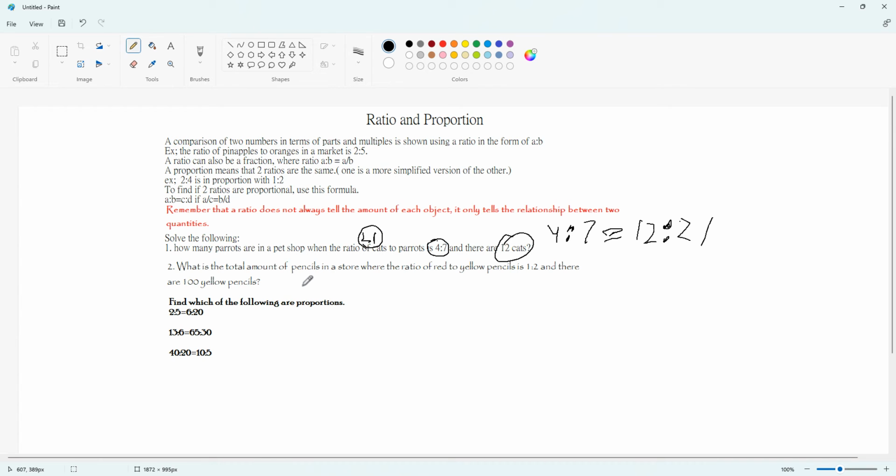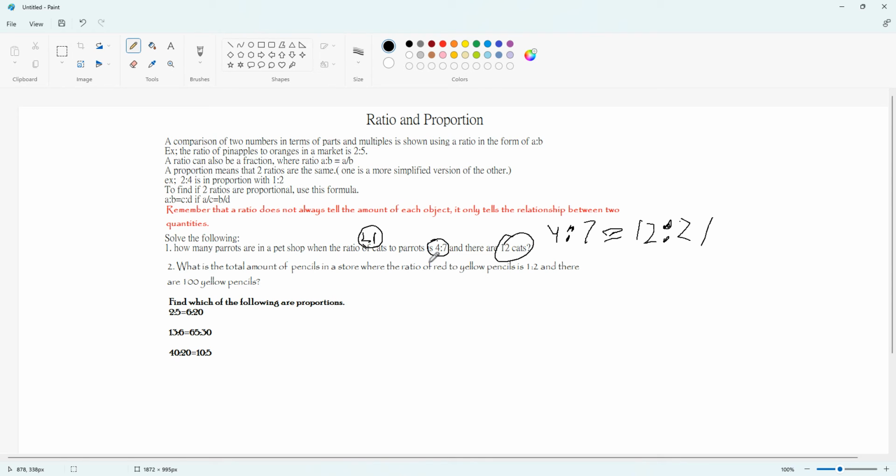And then we have: what is the total amount of pencils in a store where the ratio of red to yellow pencils is 1:2, and there are 100 yellow pencils. So for this one as well, please pause the video and try to solve it on your own. Okay, so I hope you were able to solve this. So we can see there's some given information here as well. But here it's different. The previous one asked how many parrots there were. Here it's asking how many total pencils there are.